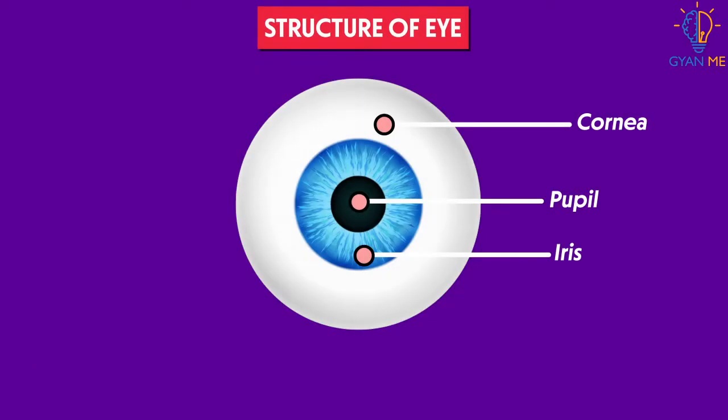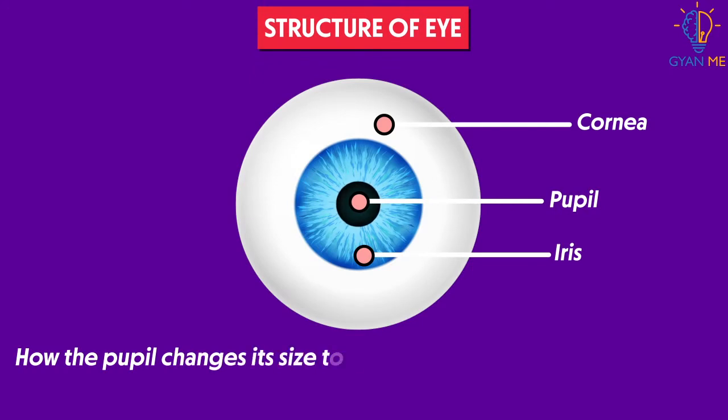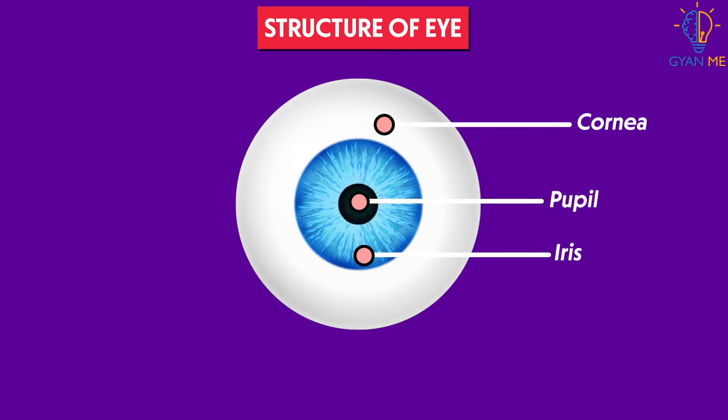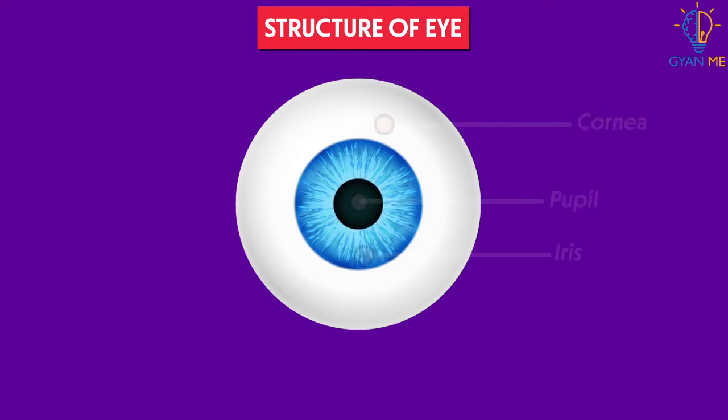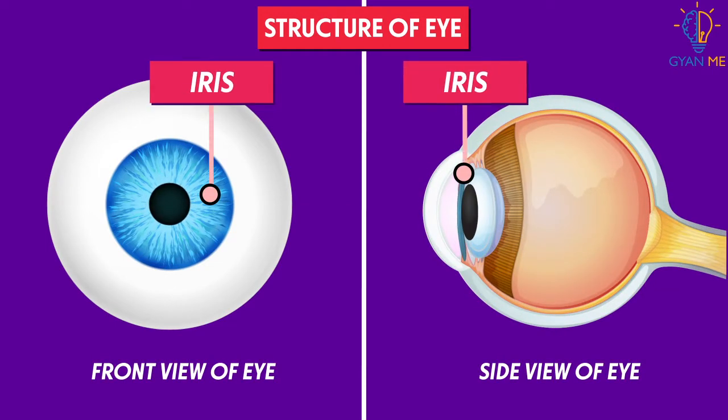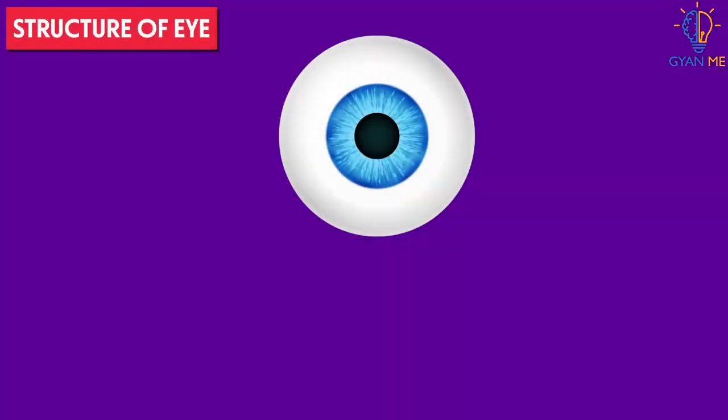We asked you how the pupil changes its size to control the amount of light entering the eye. Well, it is with the help of a structure called iris. Yes, this iris, which is there around the pupil. The thin circular muscular structure behind the cornea is known as the iris. Yes, the iris is not only the colored part of the eyeball, but also has some muscles that help the pupil contract or dilate. Wait, colored?